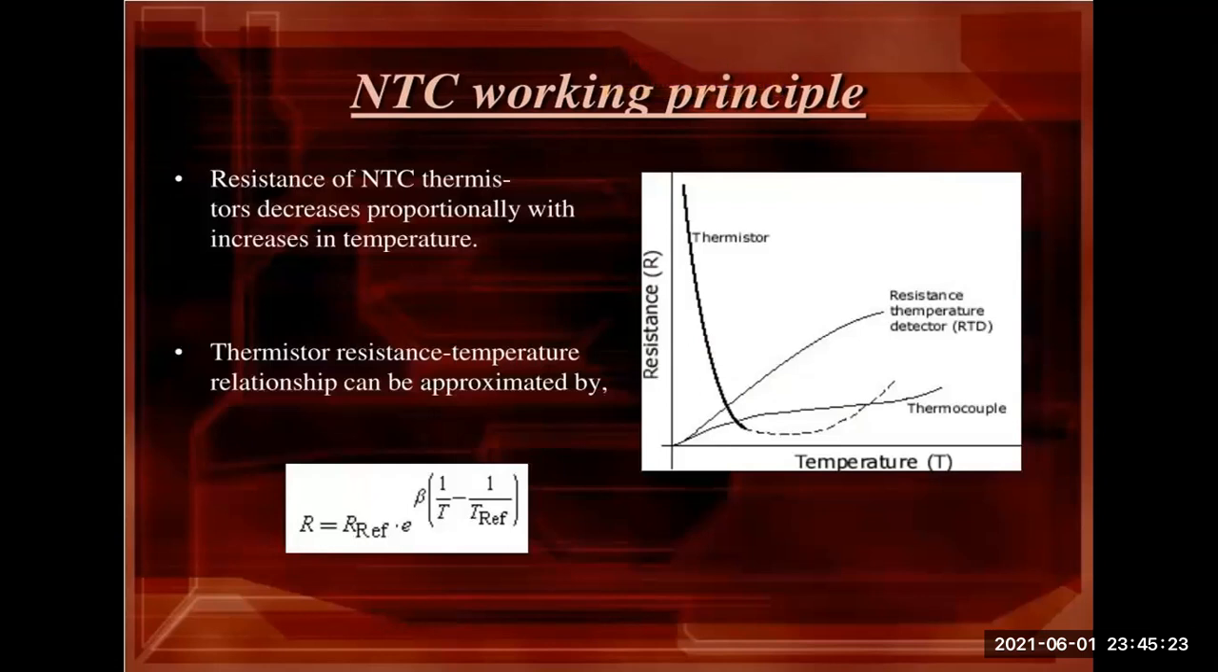Now, we move on to the negative temperature coefficient working principle. You can see in the schematic diagram, when temperature is taken on the x-axis and the resistance of the component is taken on the y-axis, there are three different materials: the resistance temperature detector, thermocouple, and also thermistor. So here, when we talk about the negative temperature coefficient, the resistance decreases with respect to the increase in the temperature.